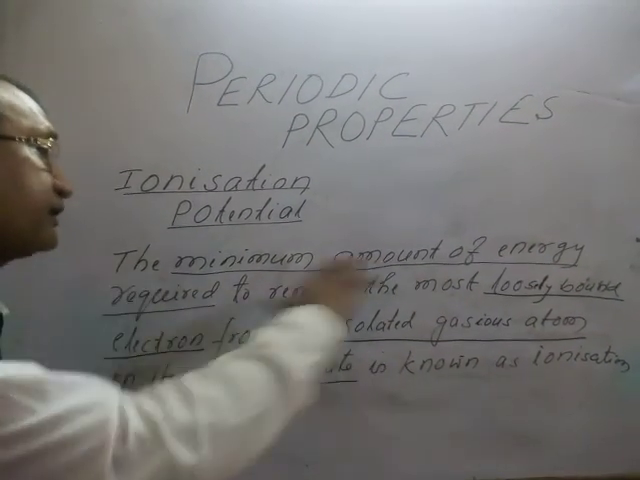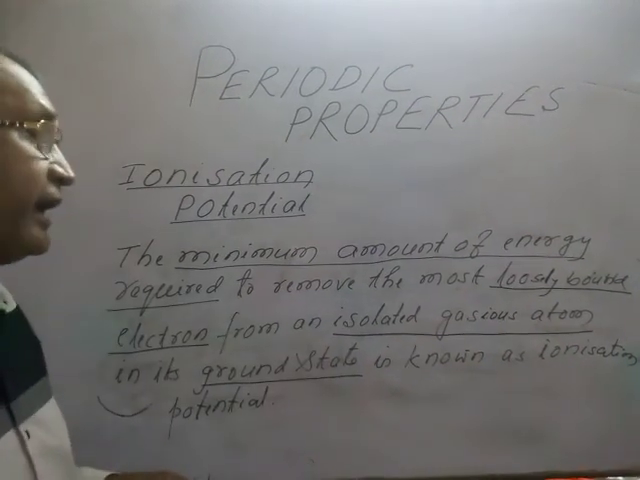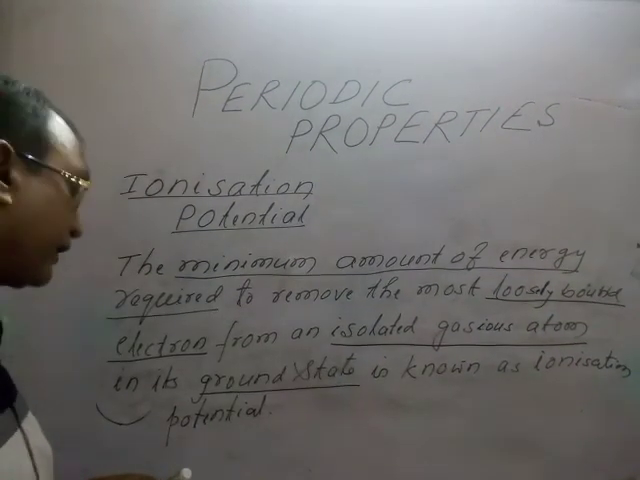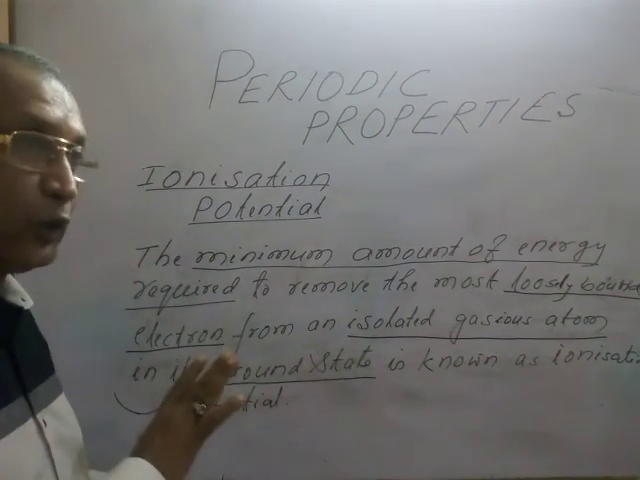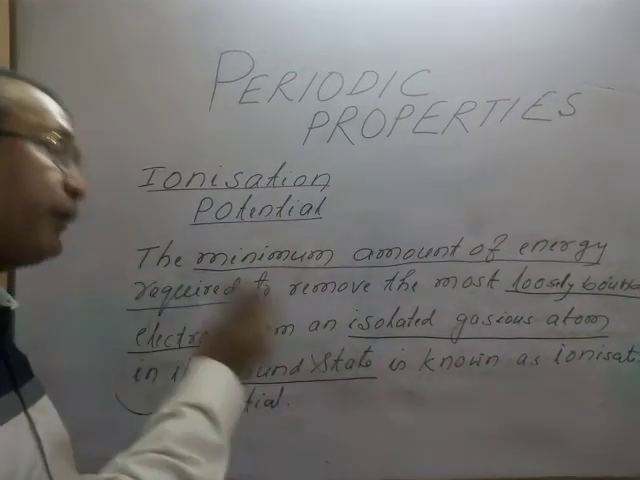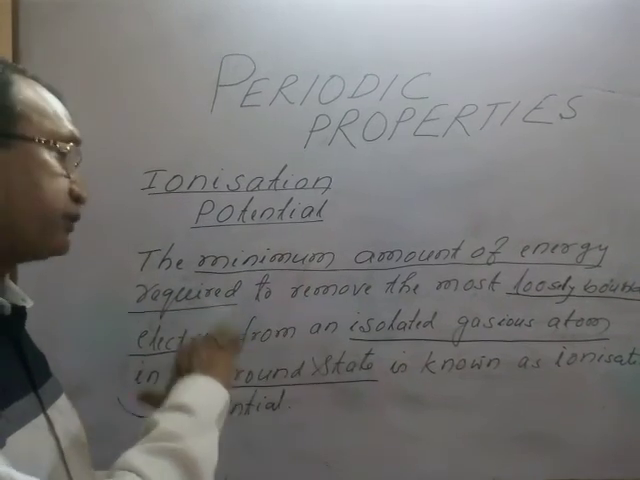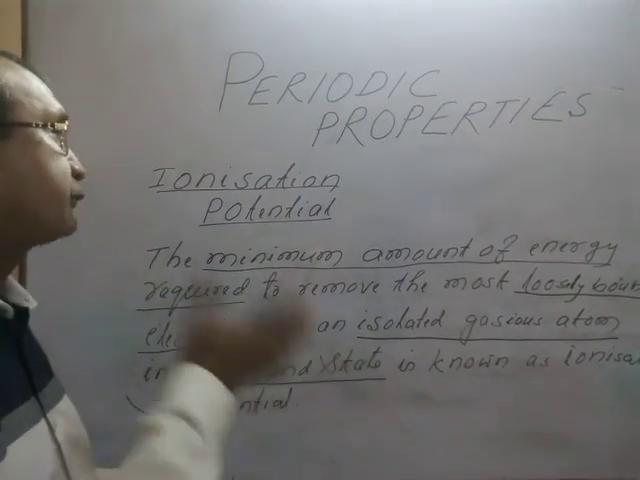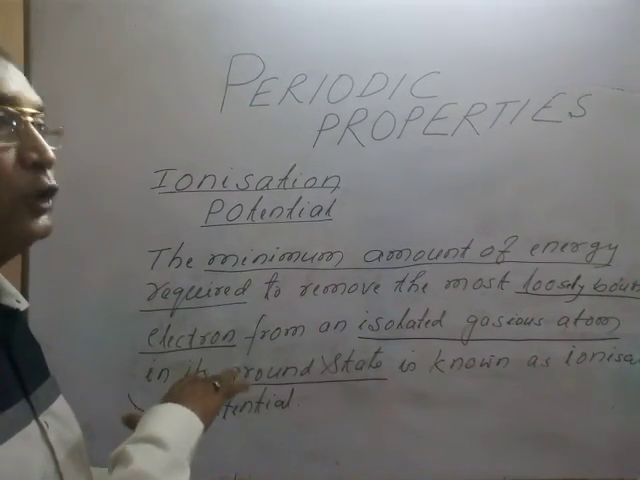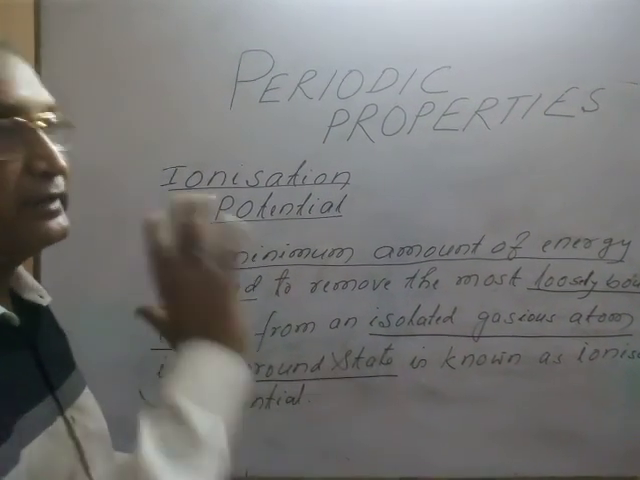So these are the various keywords in the case of ionization potential, and I think it is clear to all of you. How it varies across a period and down a group, and what questions may come from this, we will discuss in the next class.